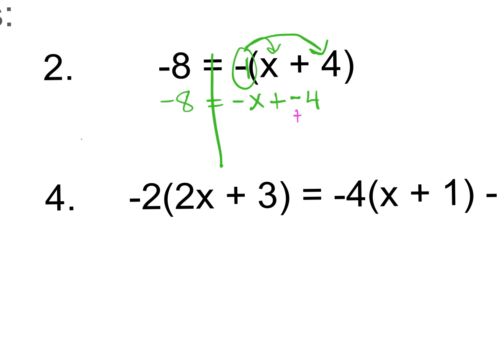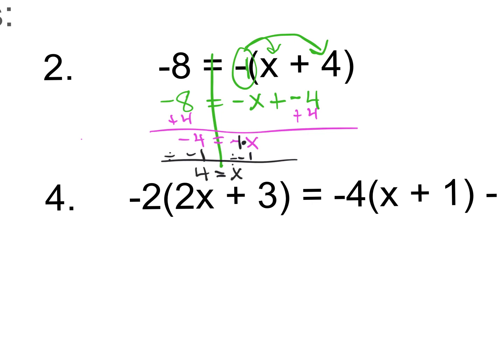So let's add 4 to both sides. Negative 8 plus 4 is negative 4 equals negative x. And then remember, this is negative 1x, which is multiplying, so we're going to divide by negative 1 on both sides. So then 4 is going to equal our x.